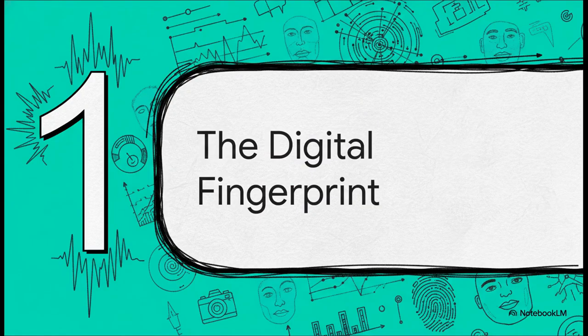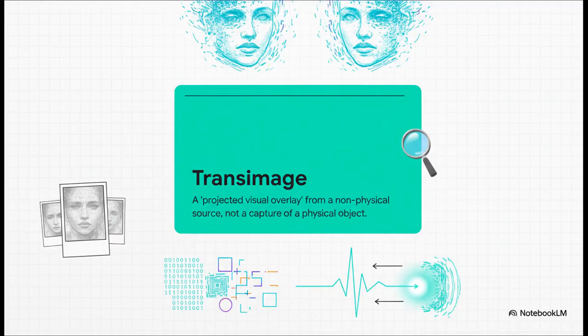First step, the digital fingerprint. You know, before you can find something, you have to know what you're looking for. So the first thing the analysis had to do was define the phenomenon and set a really clear objective. The key term here is transimage. The document is very clear. This isn't a reflection, it's not a camera glitch or some kind of artifact.